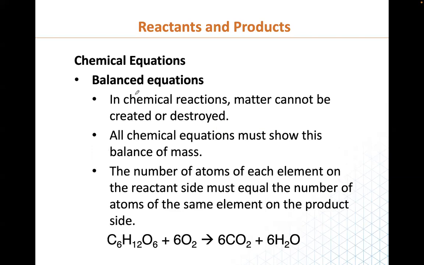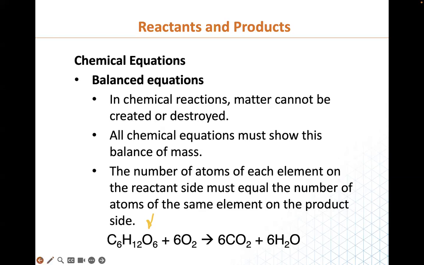In every chemical equation, there is a law, the law of conservation of mass, that says in every chemical reaction, matter cannot be created nor destroyed. So the amount of matter you have in the reactants should be the same as the amount of matter you have in the products. All chemical equations must show this balance of mass. The balance of mass means the number of atoms of each element.